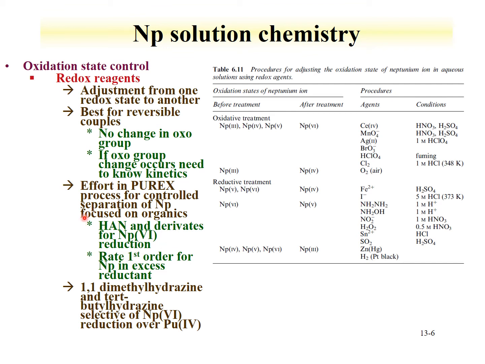So hydroxylamine nitrate and its derivatives were used for neptunium-6 reduction to the 5. And this is found to be a first order rate with excess reductant.